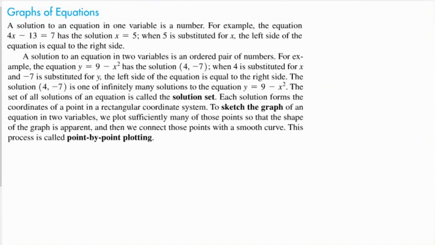We can graph equations in the coordinate system. Before we do, we just review that equations with one variable will have a solution of a single number, and equations of two variables will have a solution of an ordered pair. And we can use this to create a table of values and then do what's called point-by-point plotting, and then sketch a graph that connects those points.